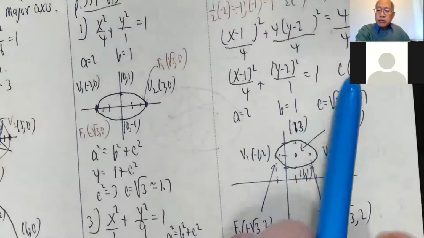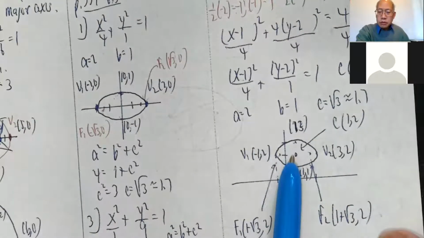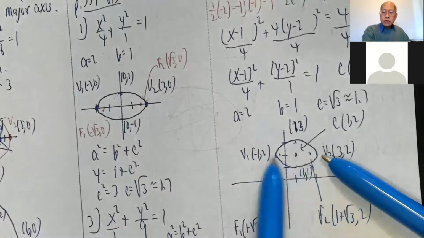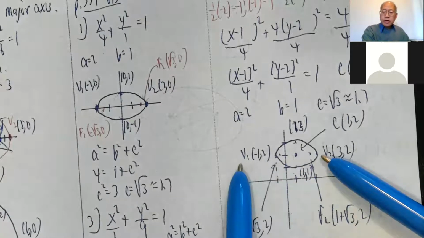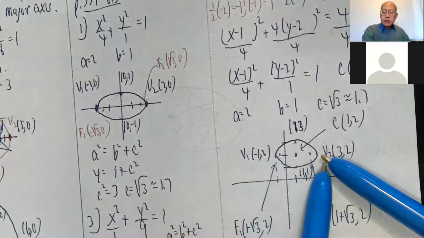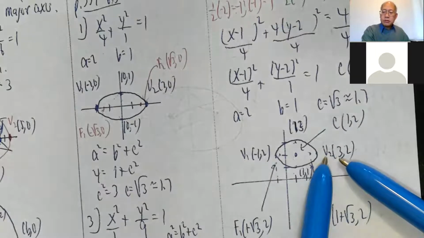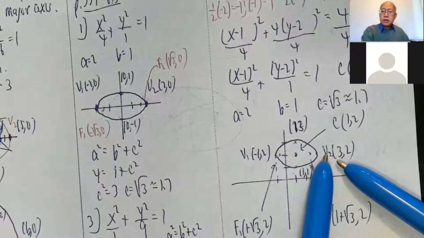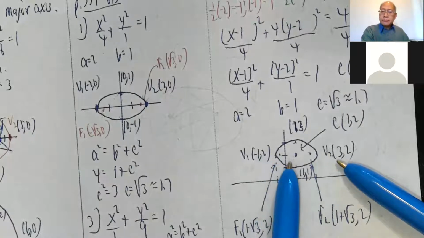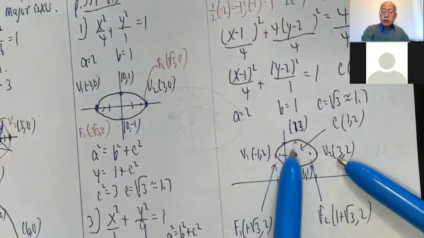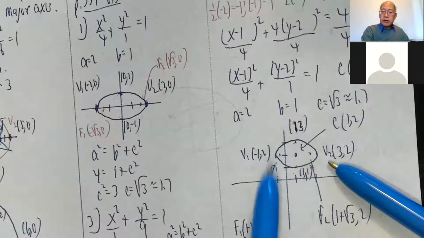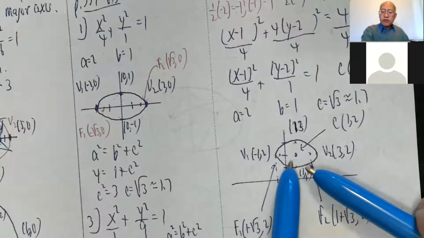So my center is 1, 2. A is 2, 2 to the left, 2 to the right. So here's vertex 1, negative 1, 2. Vertex 2, 3, 2. Up and down, 1 unit. So 1, 2, go up 1 unit is 1, 3. Go down 1 unit is 1, negative 1.